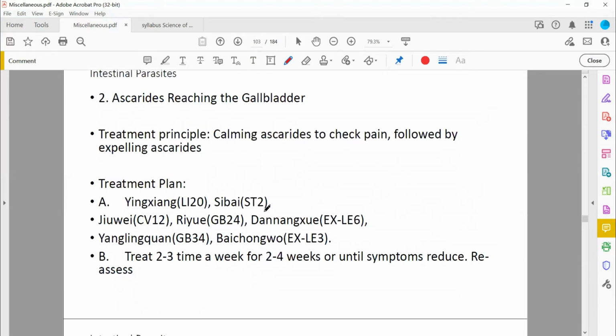Still we use 迎香, 四白, 鸠尾, right, 日月, 胆囊穴, the actual point. 胆囊 means gallbladder, 穴 means point, gallbladder point. So this one's still gallbladder, 阳陵泉, right, we just talked about this one. It's a He-Sea point, lower He-Sea point, and it's good for the gallbladder itself. And use 百虫窝.